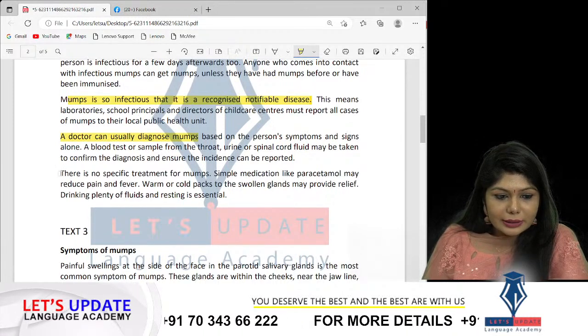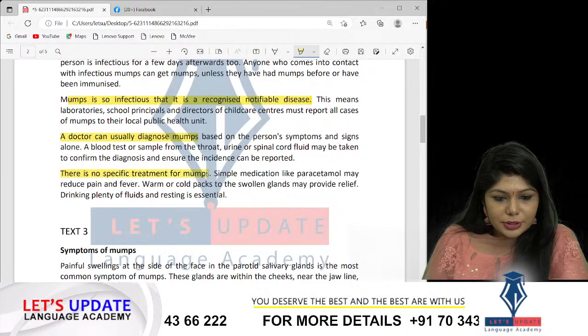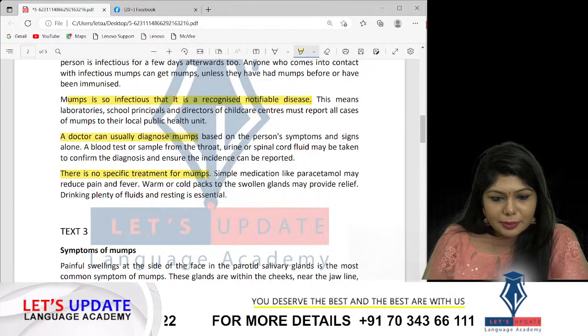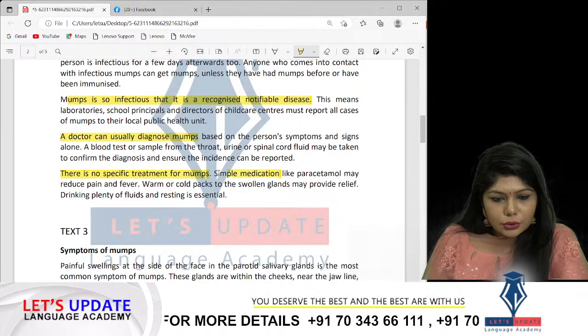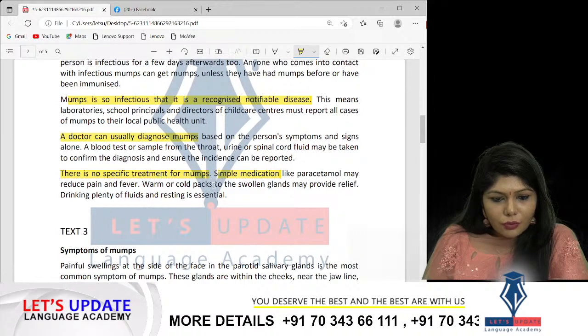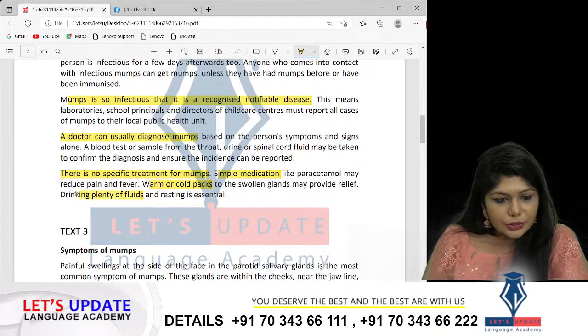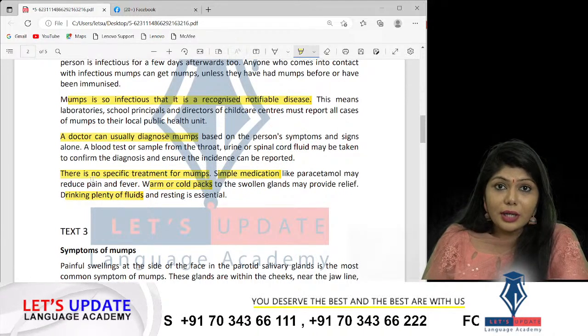Okay, so there I will highlight this information that there is no specific treatment for mumps. Basically it's about treatment. So about simple medication, also warm or cold packs, also plenty of fluids. These are the information that I feel is of importance.